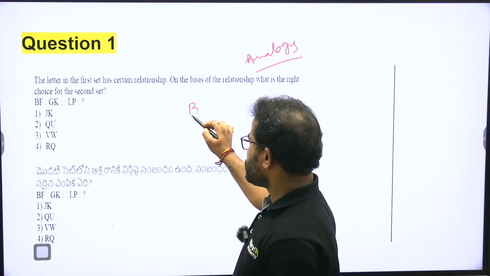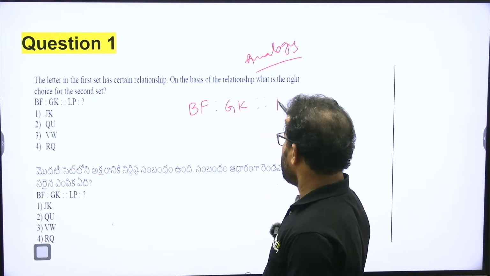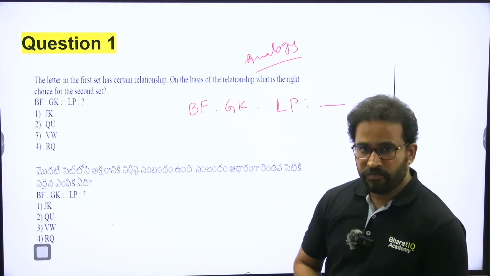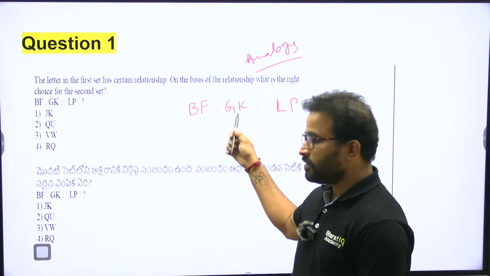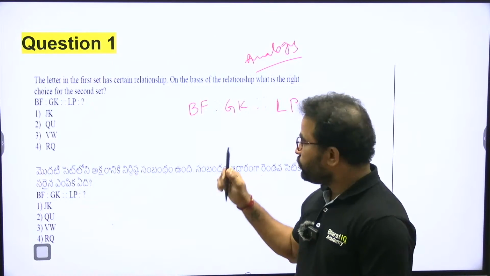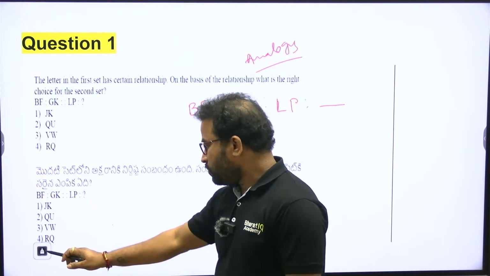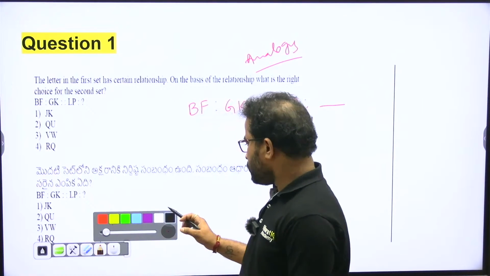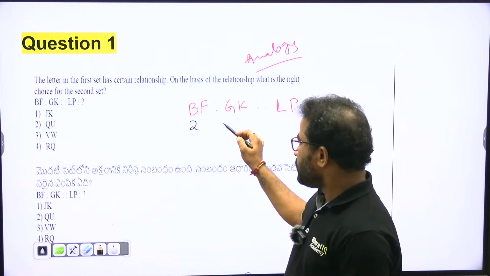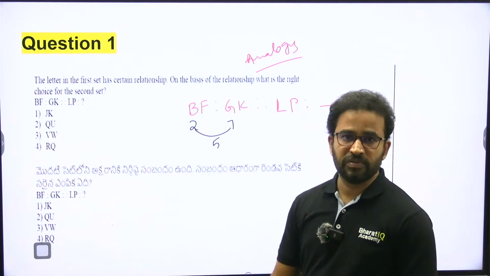Look at this one. First question they have given BF, GK. Next, what is the code for LP? Whenever you are solving this question, always focus on what the logic behind this is. Whatever logic exists in the first half, you need to apply to the second half. One more thing to remember: no need to write down each and every place value directly. You can check only one thing. B place value is 2, G place value is 7. The difference between these two is 5.